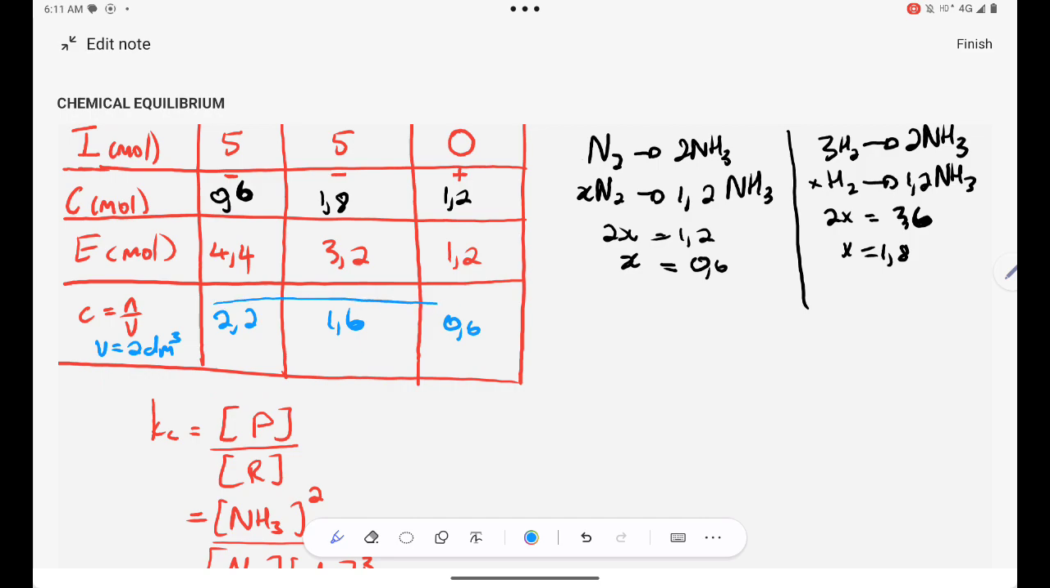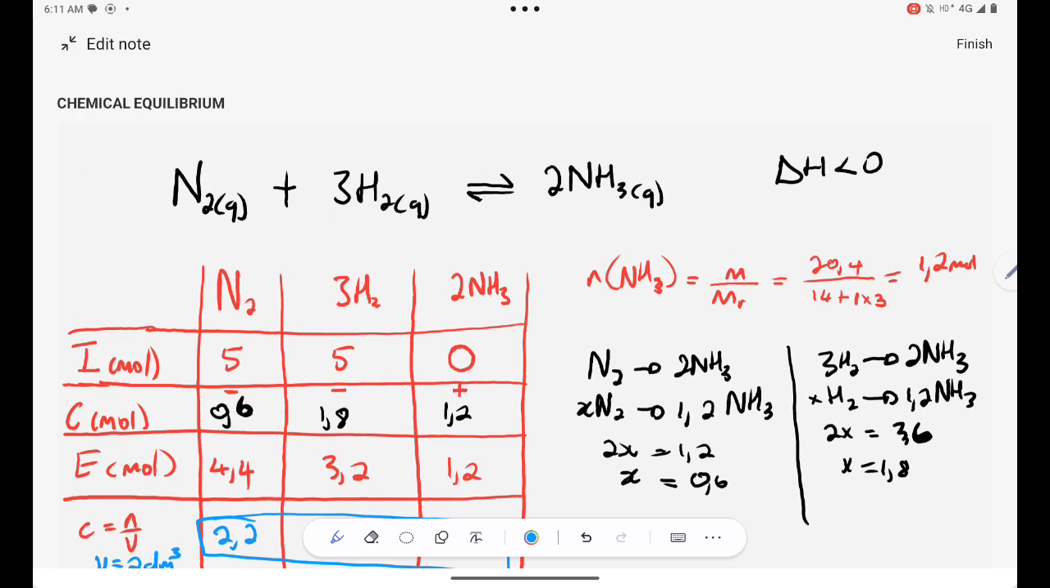Yes, I do know the concentration of both my reactants and products at equilibrium. I can therefore go and calculate my equilibrium constant. Since I have gases only, guys, that means I must include all my products and all my reactants. Remember, whenever you're finding the equilibrium constant, you must only include gases and aqueous solutions. Please, if you have solids and liquids, you must exclude them from your calculation.